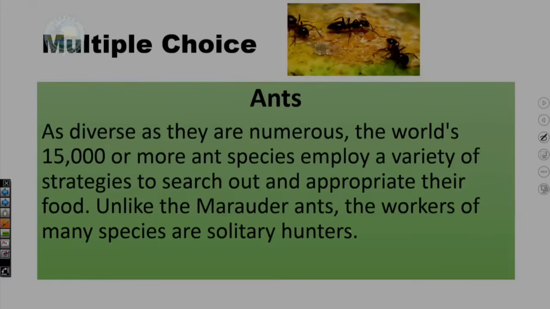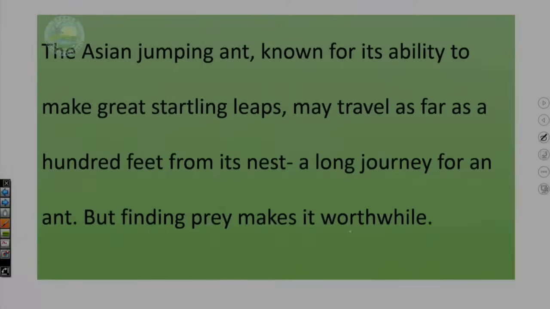Ants. As diverse as they are numerous, the world's 15,000 or more ant species employ a variety of strategies to search out and appropriate their food. Unlike the marauder ants, the workers of many species are solitary hunters. The Asian jumping ant, known for its ability to make great startling leaps, may travel as far as 100 feet from its nest, a long journey for an ant, but finding prey makes it worthwhile.